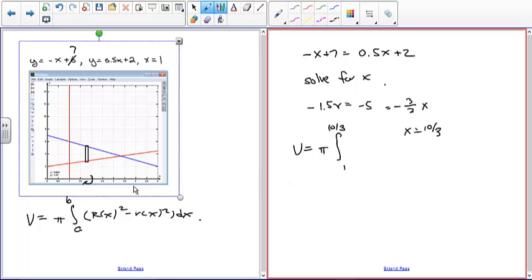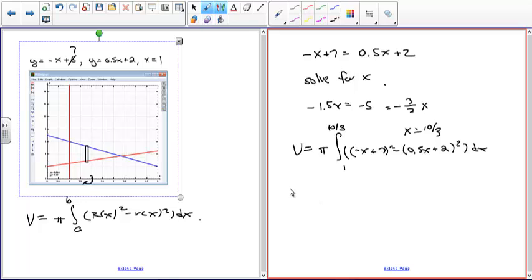Okay, so the outside radius is going to be the blue curve, because that's the part of the rectangle that's furthest away from the x-axis. So blue curve is this one. So it's (-x + 7) squared minus (0.5x + 2) squared, all times dx. Okay. Anybody have any questions about that one?